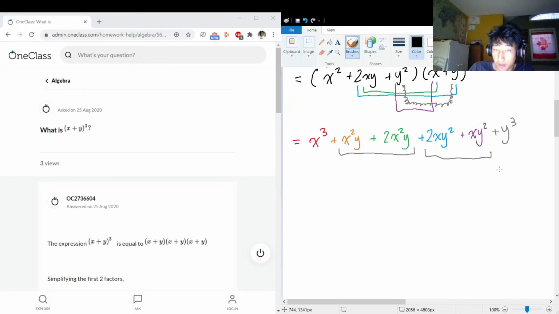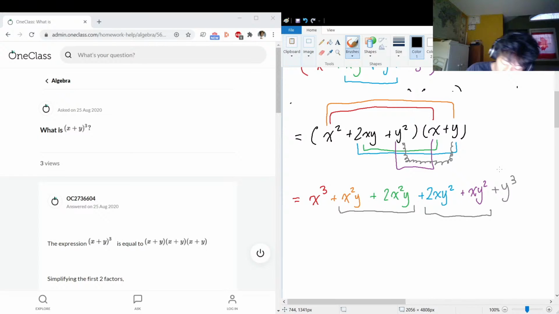And our final answer is going to look a little something like this. So we're going to have the x cubed all the way at the front plus 3x squared y plus 3xy squared plus y cubed. And that would be our final answer.